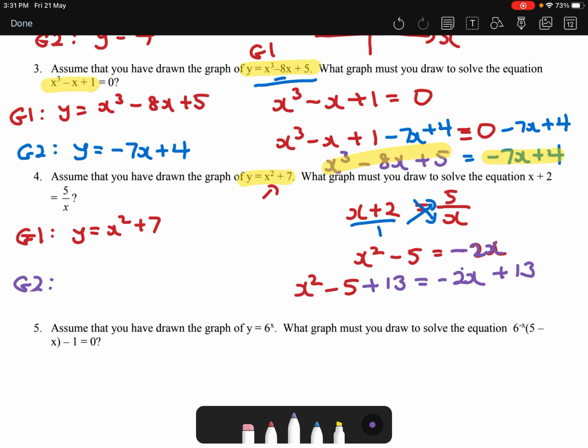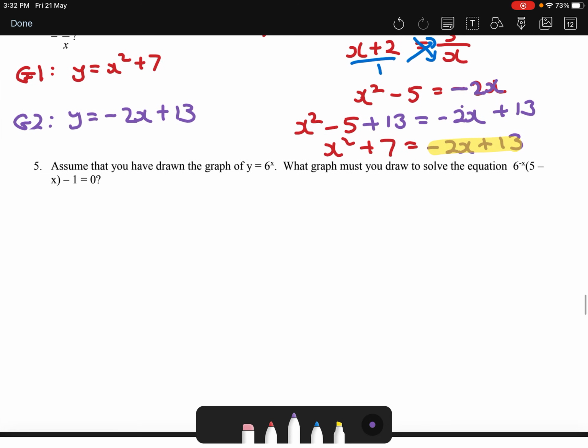Right? So let's calculate x squared plus 7. So your graph number 1 comes out already, equal to, so graph number 2 also comes out already, minus 2x plus 13. Right? So this minus 2x plus 13 will be your graph number 2. So y is equal to minus 2x plus 13. Okay, so we get the second graph already.